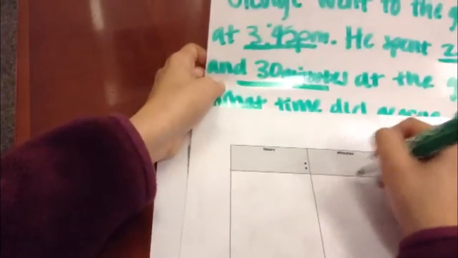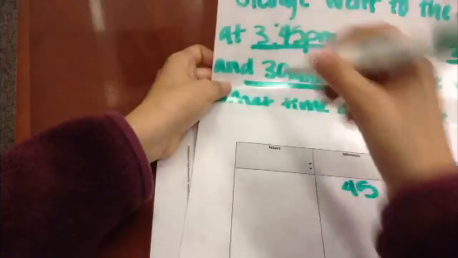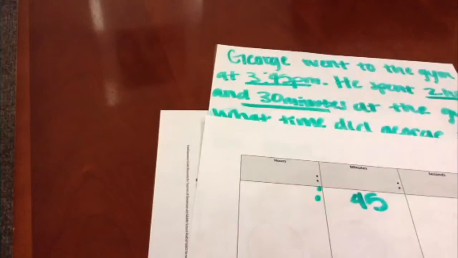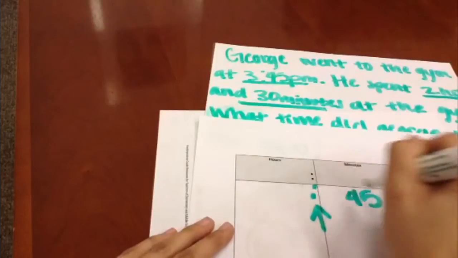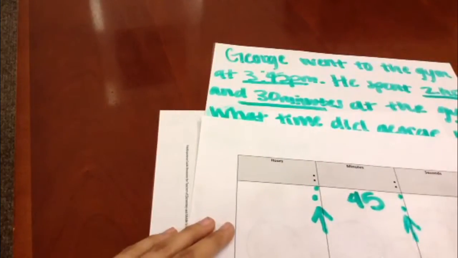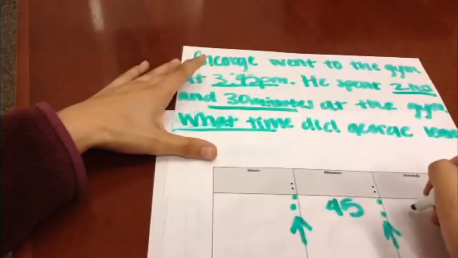represents the minutes, and we know that because the dots are the quantity, and that's with the colon. So after the colon, it's 45 minutes. And then after this colon, it's seconds. If we look back at our problem, it's not showing us any seconds, so we're going to leave that blank.